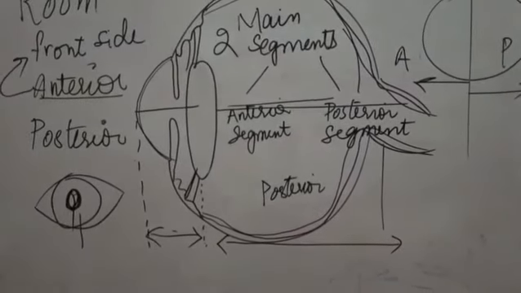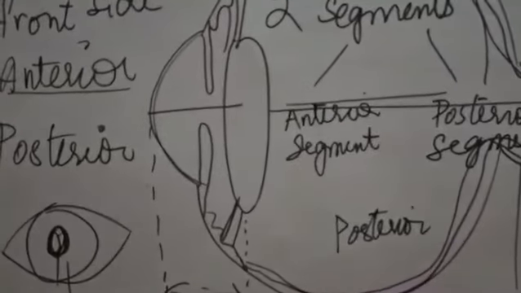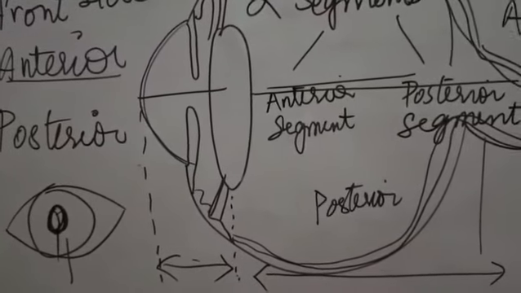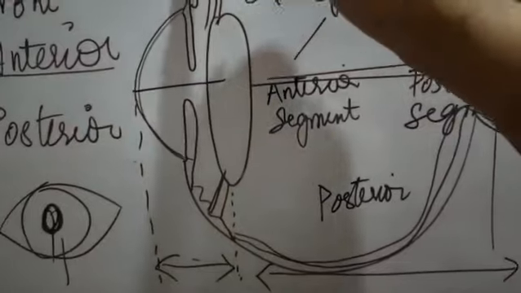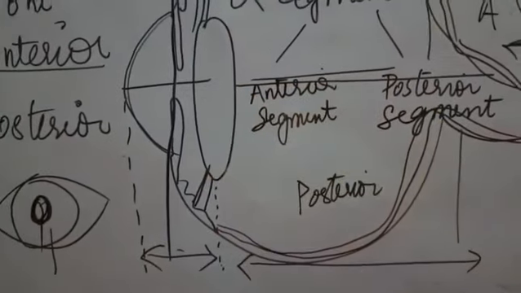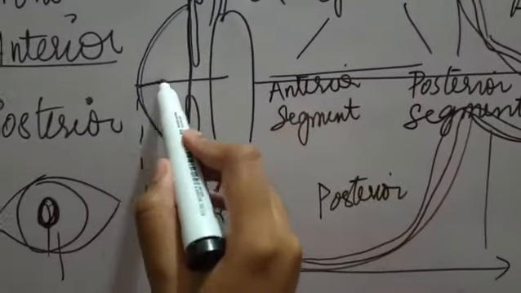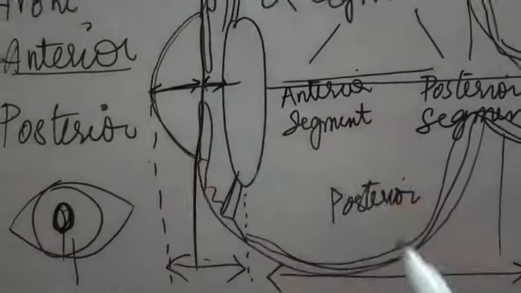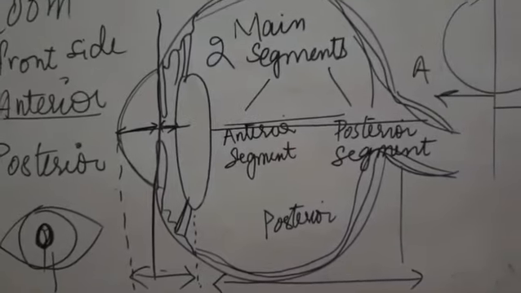Now in the anterior segment, you can see here there are small rooms, right? Okay, let's cut it more. Here you can see this is one room and this is the second room. Let me make it a bit more clear.